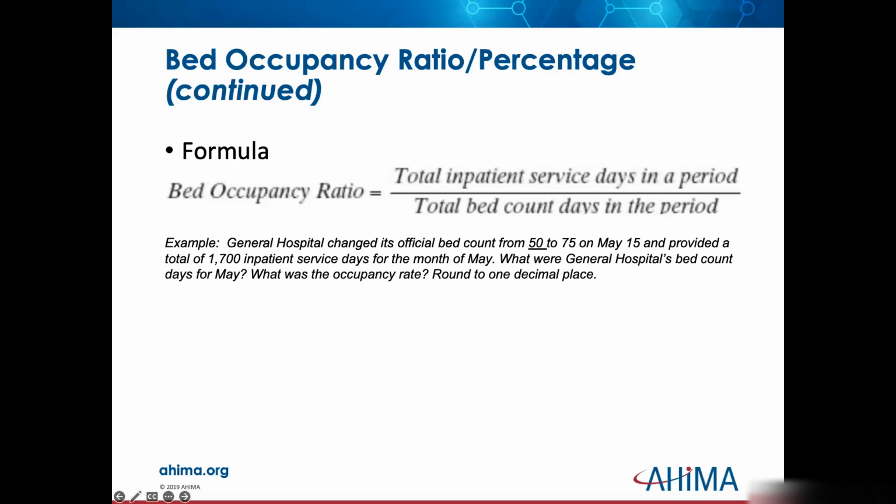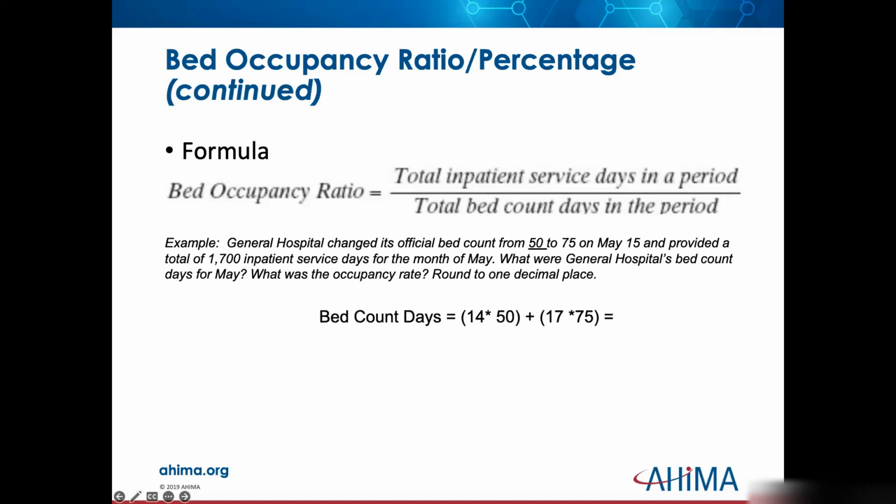General Hospital changed its official bed count from 50 to 75 on May 15th and provided a total of 1,700 inpatient service days for the month of May. What were General Hospital's bed count days for May? What was the occupancy rate? And then you're rounding to one decimal place.